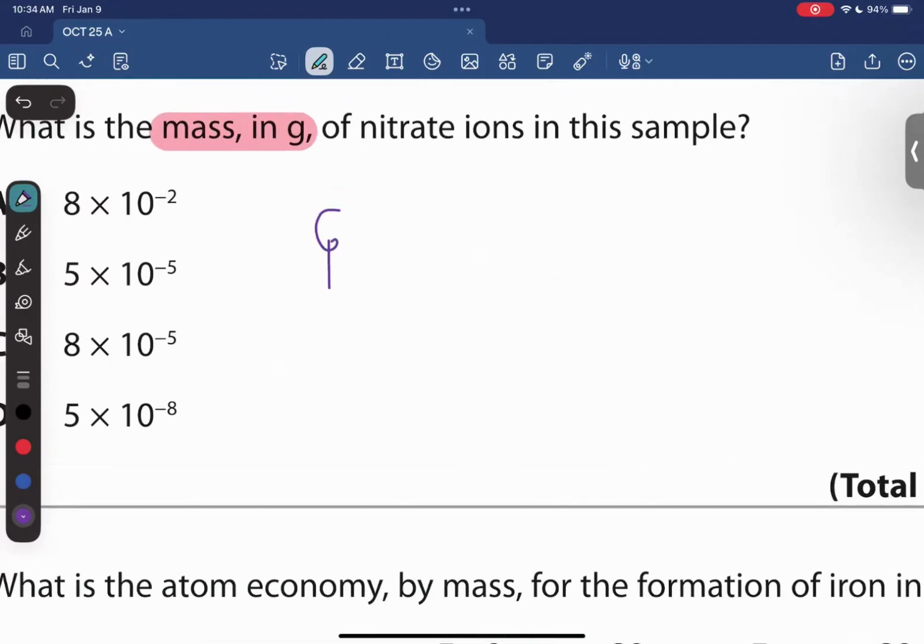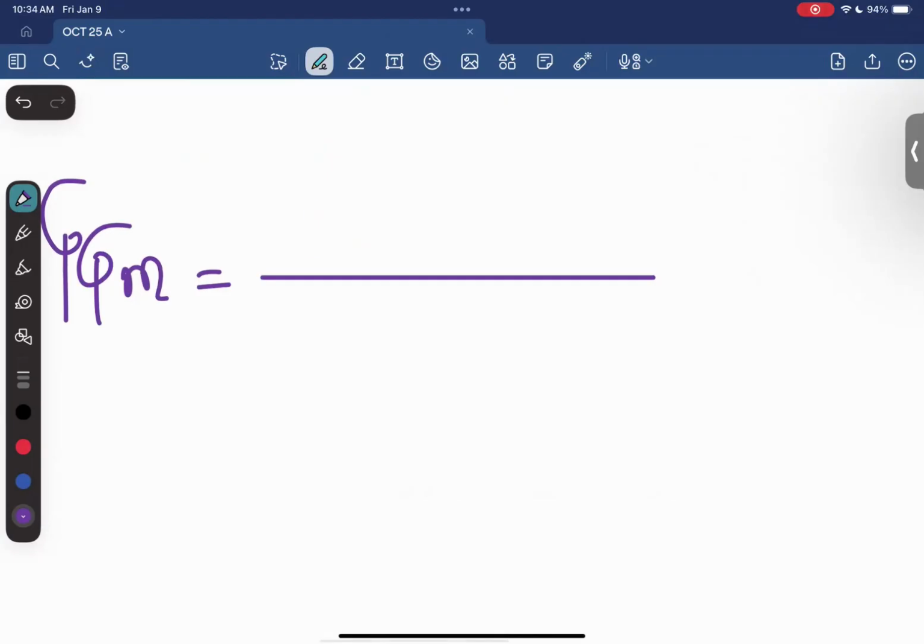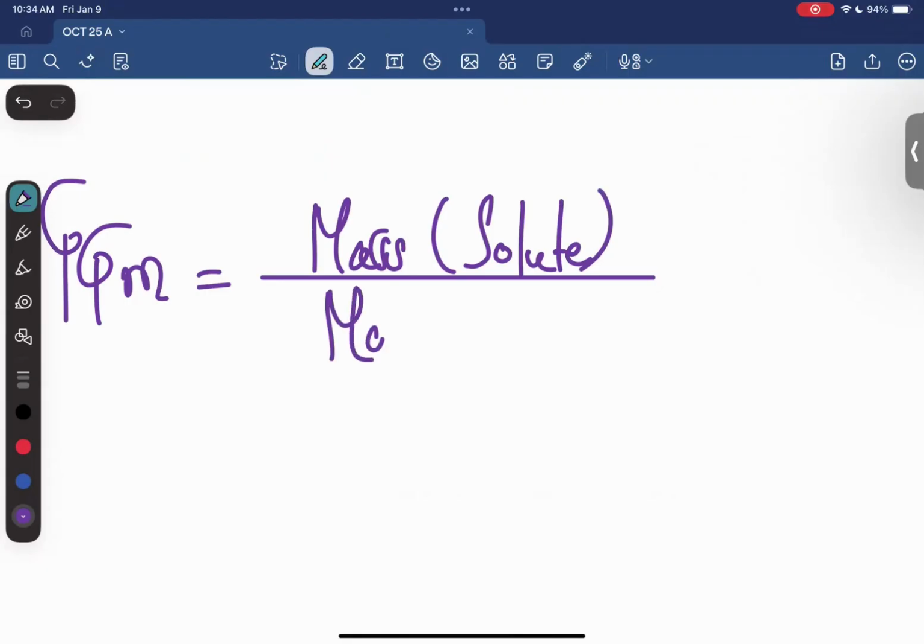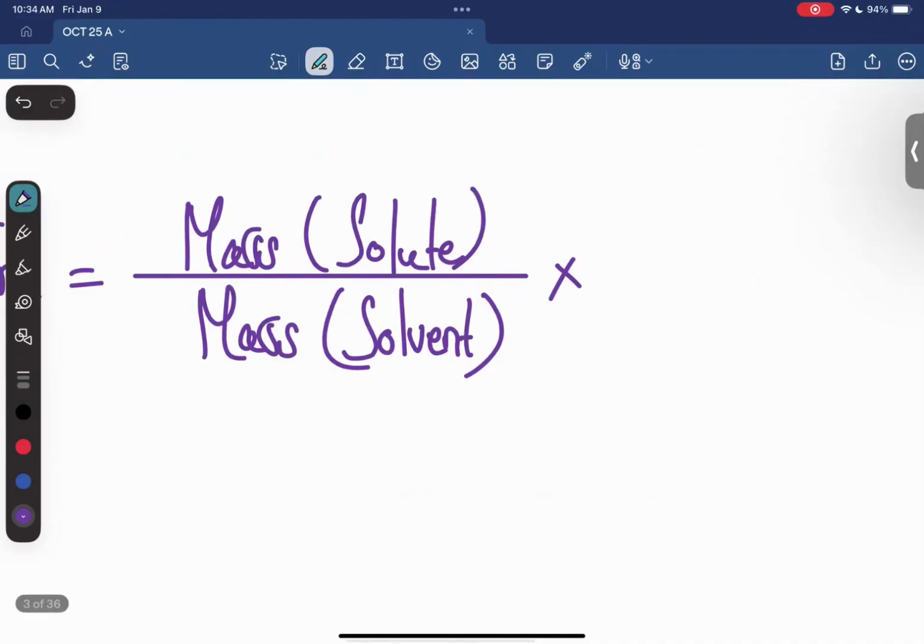ppm has the formula: the mass of solute over the mass of solvent, times 10 to the power 6.